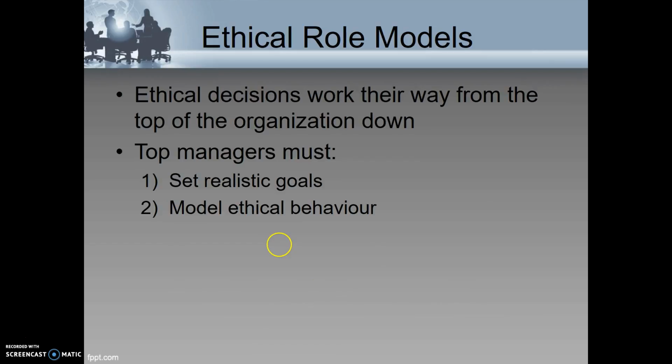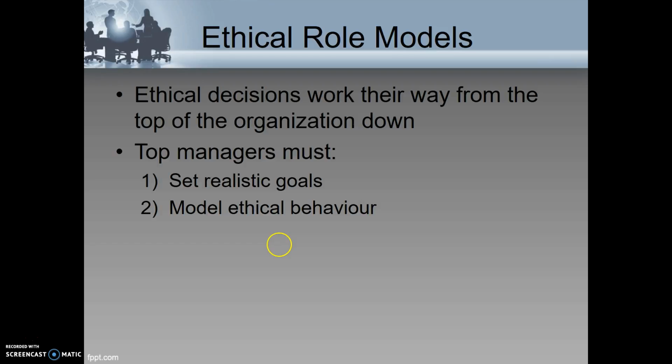We also have ethical role models. This is where the management team, upper management, middle management, and lower management, all try and model proper ethical behavior in the hopes that if I do it, you will follow suit and do the same yourself. In order to do this, managers must do a couple of things. Number one, they must create realistic goals. Okay? If I have excessive pressure on my employees, it's going to cause them to look for ways to try and bend the rules to make sure that they meet those expectations. So if my goals are realistic, I'm less likely to have employees trying to do that.